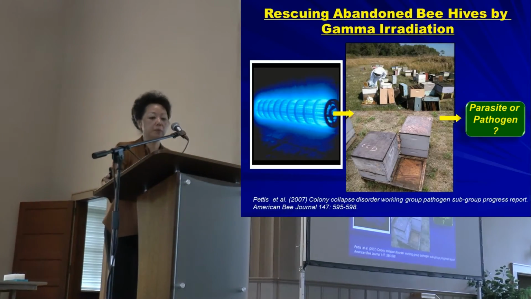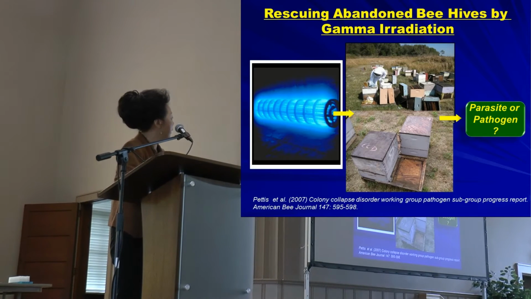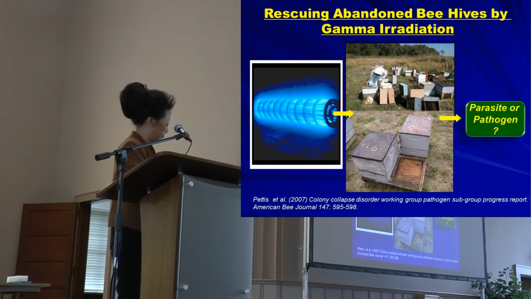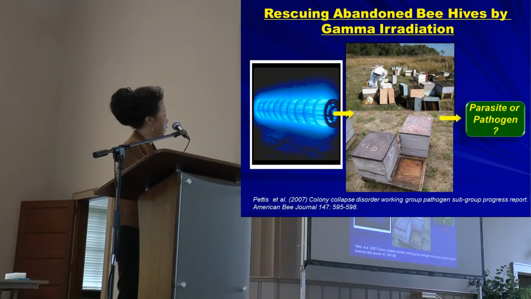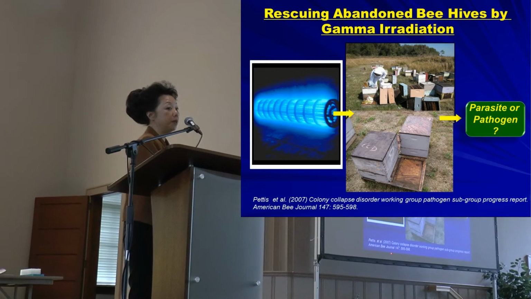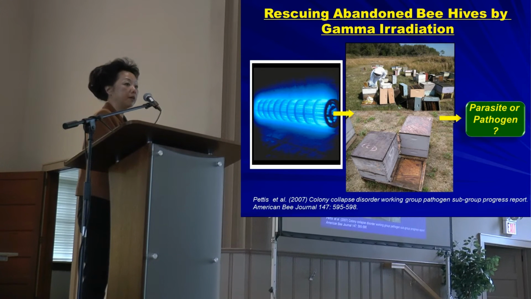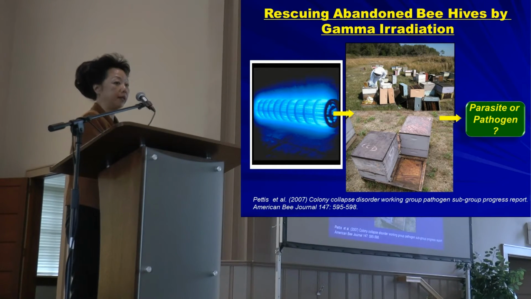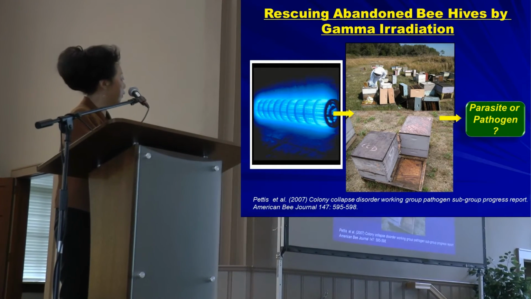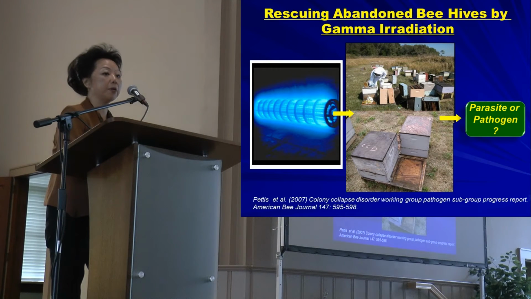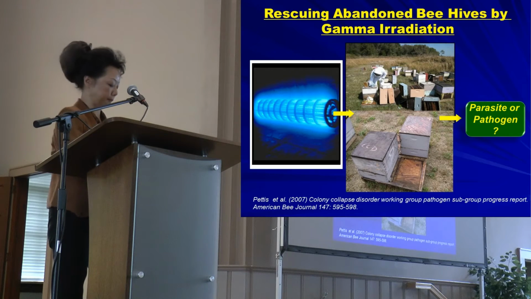An experiment using gamma irradiation to treat the beehive in which bees live showed that the cause of CCD could be knocked down by gamma irradiation, pointing toward a parasite or pathogen as a leading cause of CCD.